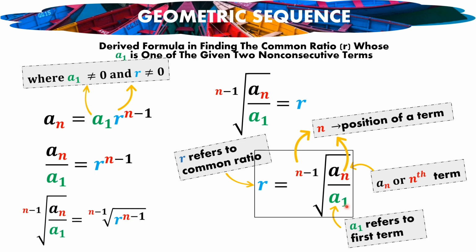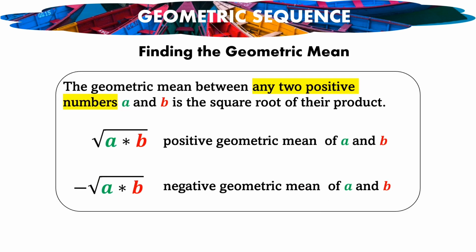Let's have example number 1. In finding the geometric mean between any two positive numbers, say a and b, it is the square root of their product. So therefore, there are two sets of geometric mean, one positive and one negative geometric mean of a and b.